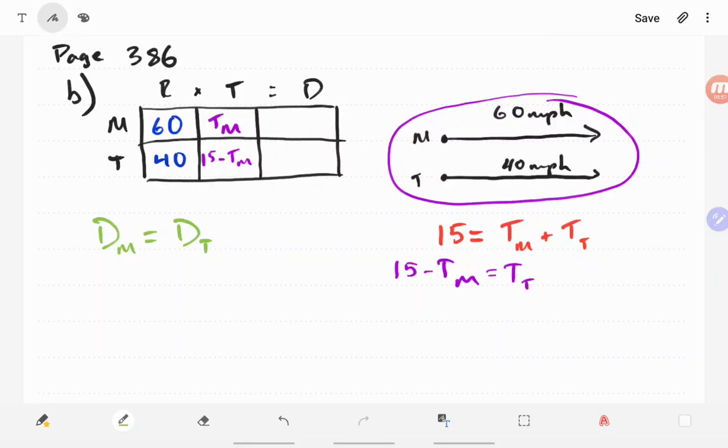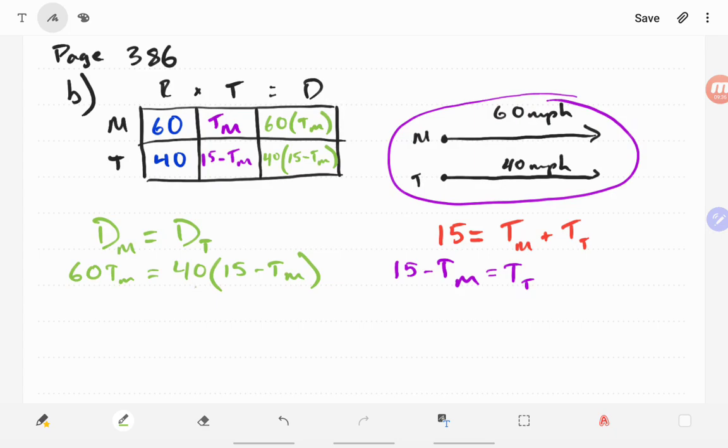Well, how do we find those distances? We know distance is equal to rate times time. So we're going to take 60 times TM and 40 times 15 minus TM. And now let's replace these with what they are equal to. Let's do a little substitution. We've got 60 TM is equal to 40 times 15 minus TM.